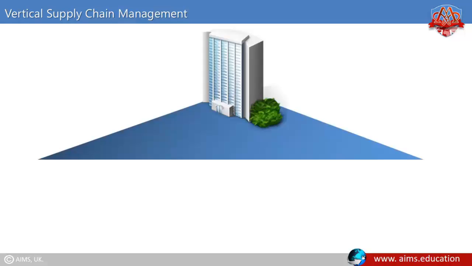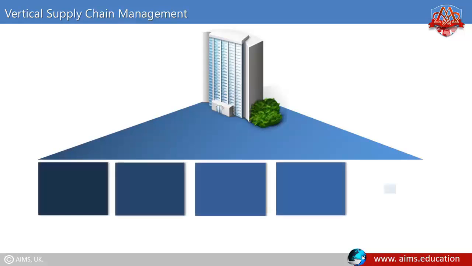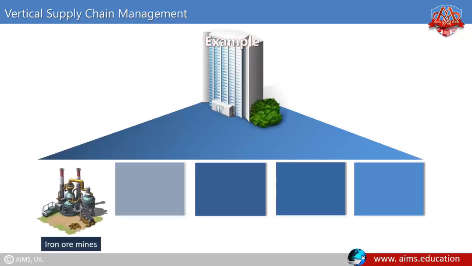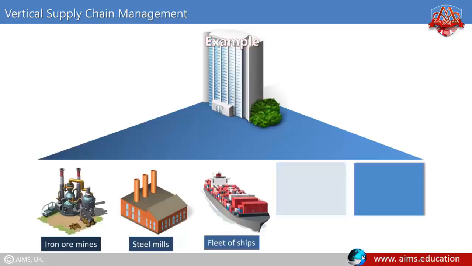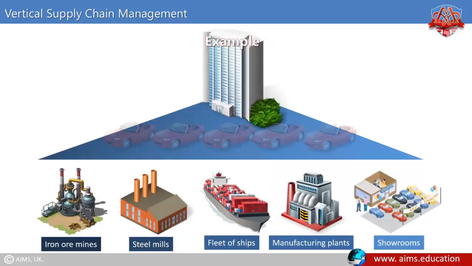A vertical integration enterprise may grow from an entrepreneurial base by adding departments and layers of management, or through mergers and acquisitions. For example, in an attempt to create a self-sufficient enterprise, Ford owned iron ore mines, steel mills, a fleet of ships, manufacturing plants, and showrooms that built and distributed the Ford cars.